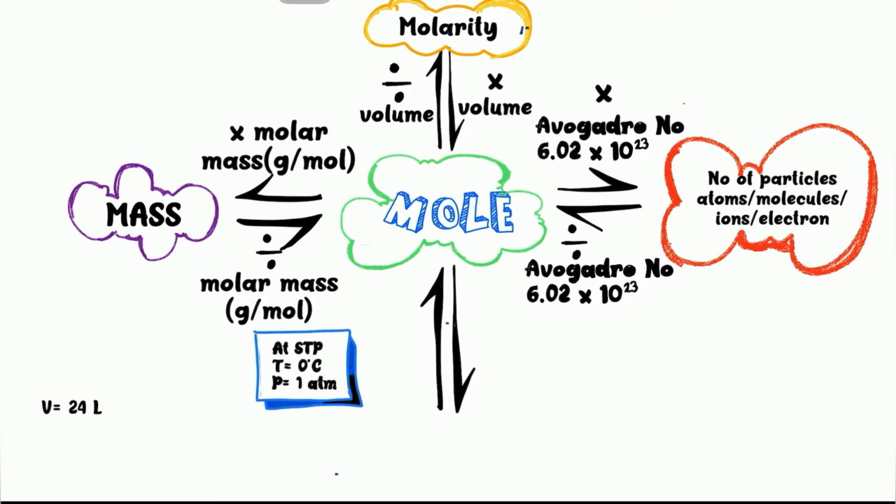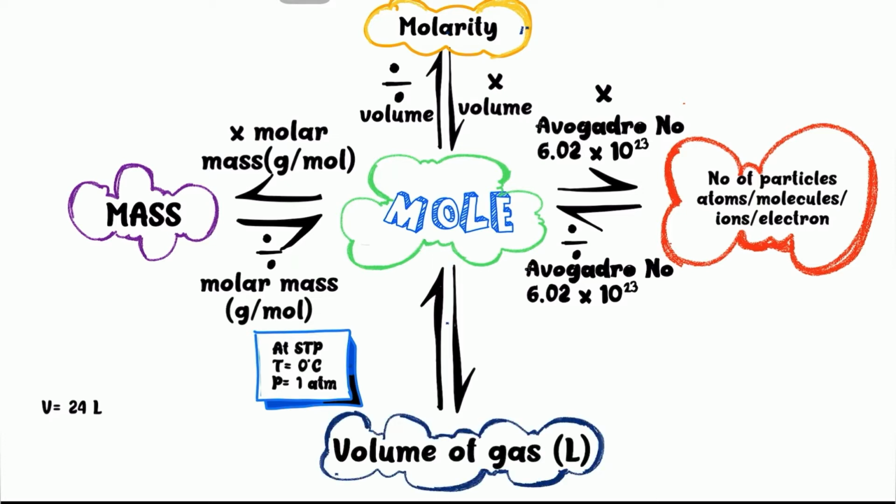Molar volume at STP. STP is the standard temperature and pressure. Temperature is 0 degrees C. In Kelvin, it is 273 Kelvin, pressure 1 atm, and 1 mole of any gas will occupy 22.4 liter. To get the volume of the gas from the mole given, mole times 22.4 liter.